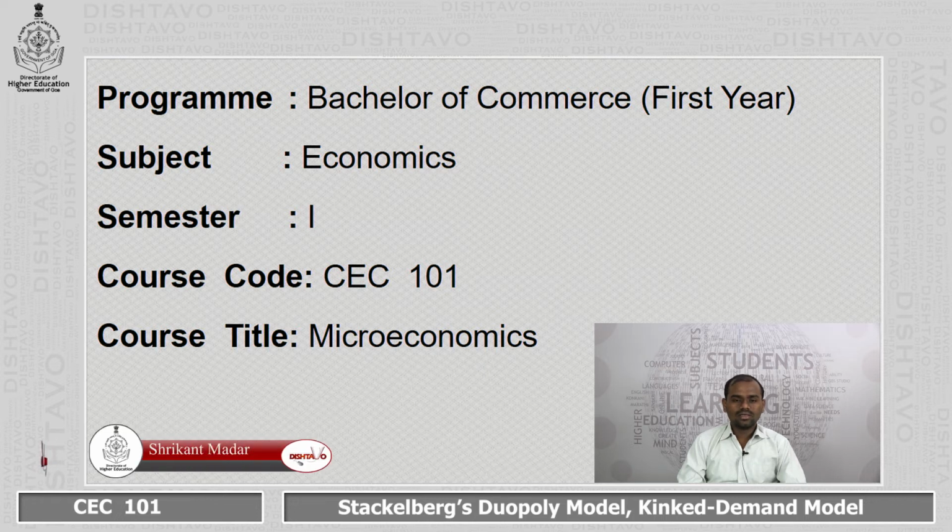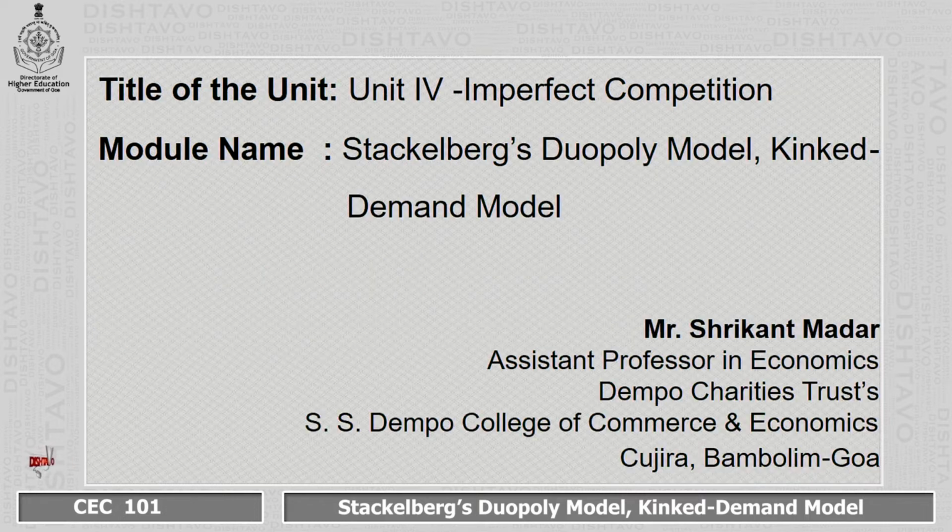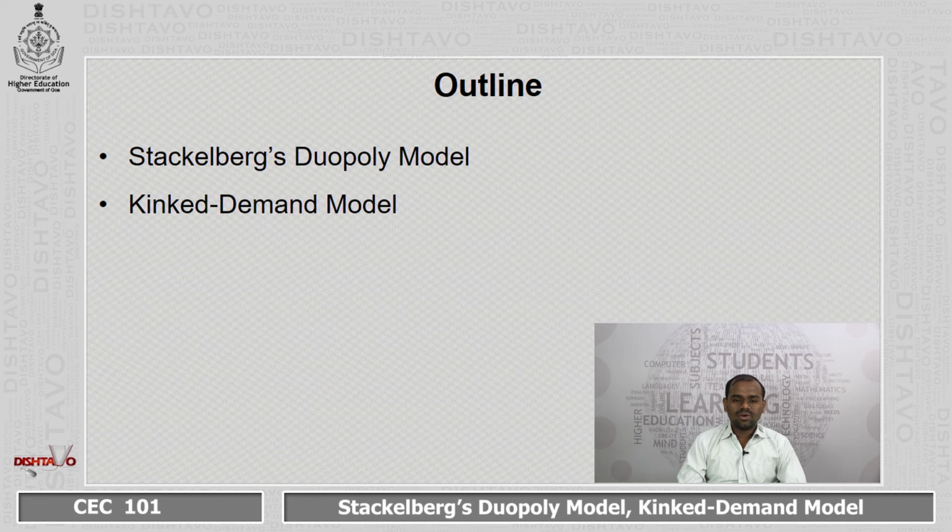Welcome students. Name of the program: Bachelor of Commerce, subject Economics, semester 1, course code CEC101, course title Microeconomics. The name of the module: Stackelberg duopoly model and Kinked demand model from unit 4, Imperfect Competition. I, Shrikant Madar, Assistant Professor in Economics from Dempo Charities Trust, SS Dempo College of Commerce and Economics, Kujira, Pambolim, Goa.